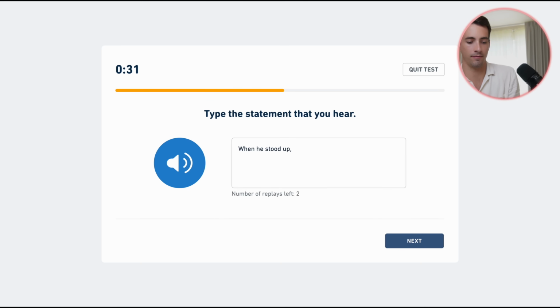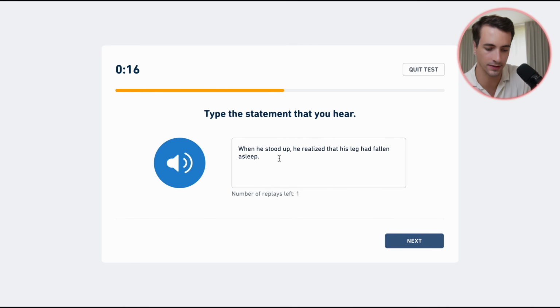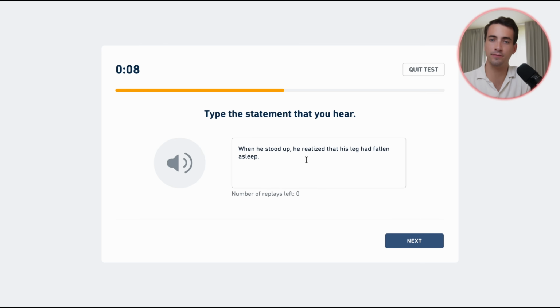So let's listen again. When he stood up, he realized that his leg had fallen asleep. He realized that his leg had fallen asleep, and you should have heard this pause here. Okay, I should have heard that pause there. All right, let's proofread this response. When he stood up, he realized that his leg had fallen asleep. Okay, that seems correct.